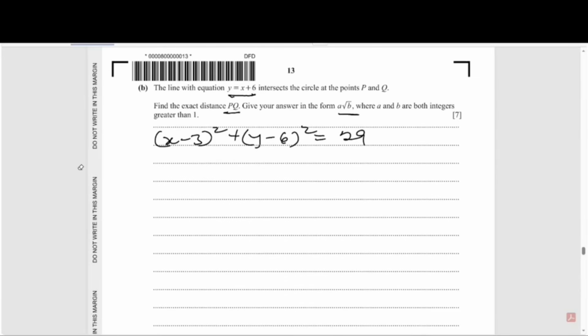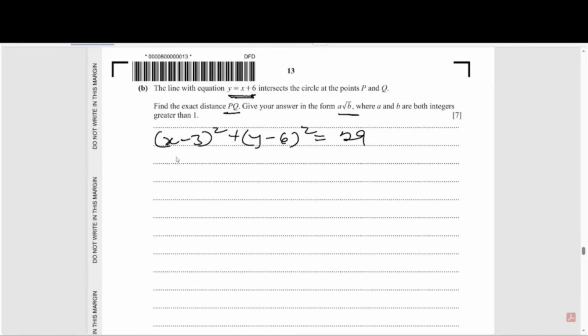So first of all, remember the equation of the circle, as we found previously in the completed square form, is (x minus 3) all squared plus (y minus 6) all squared equal to 29. And then we need to solve this circle and this line simultaneously. So we're going to substitute y equals x plus 6 into the equation of the circle, which means that wherever we find y, we replace it by x plus 6. I'm going to do that over here.